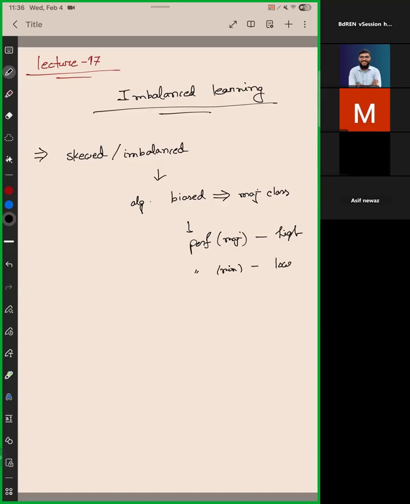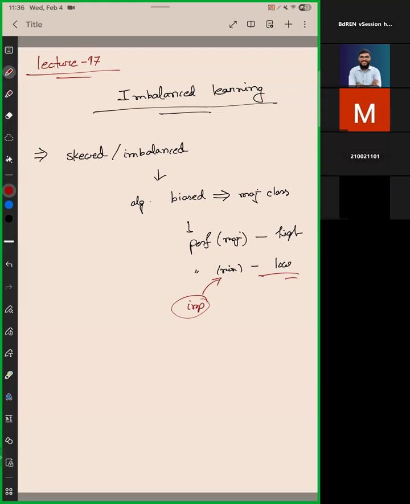It is a problem because the minority class is more important. So the low performance here is not actually acceptable. We usually want both better. We want majority class performance high, minority class performance both high. Okay. So that was the problem.